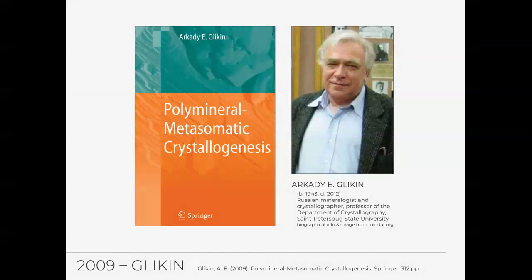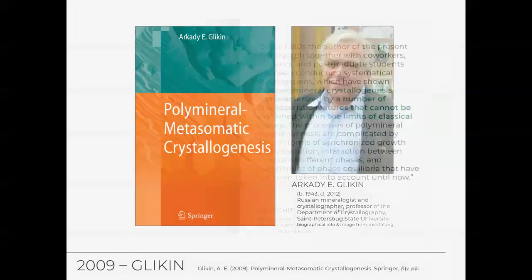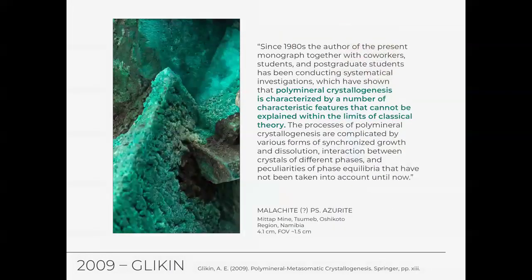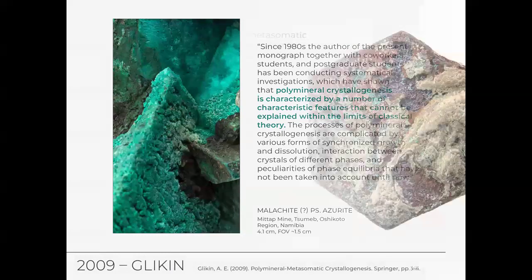Now, in 2009, Blicken published the text Polymineral Metasomatic Crystallogenesis. This is an English translation of a body of work conducted since the 1980s by Russian scientists, the author being one of them. It addresses metasomatic crystal replacement, mixed crystal formation, and epitaxy, amongst other things. In the introduction, the comment is made that polymineral crystallogenesis is characterized by a number of characteristic features that cannot be explained within the limits of classical theory. The current science still has deficiencies.